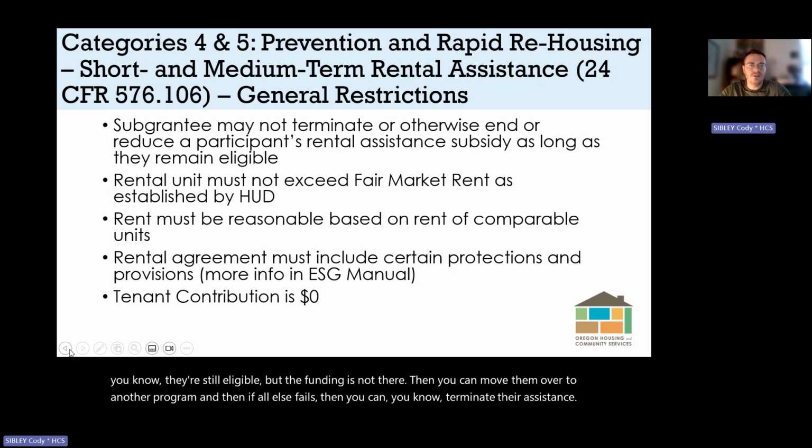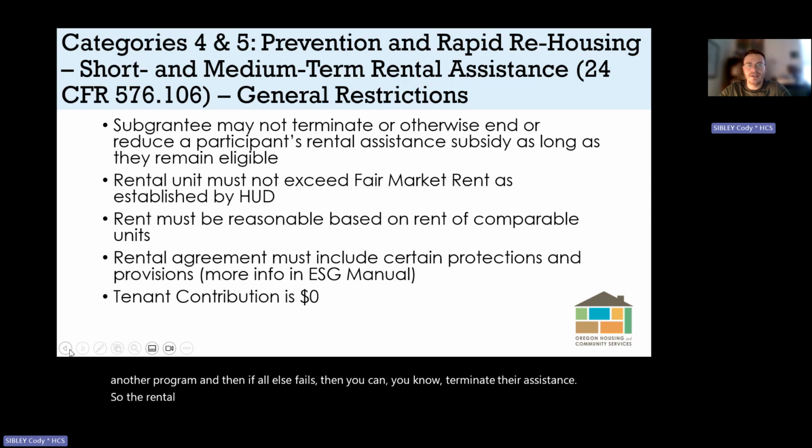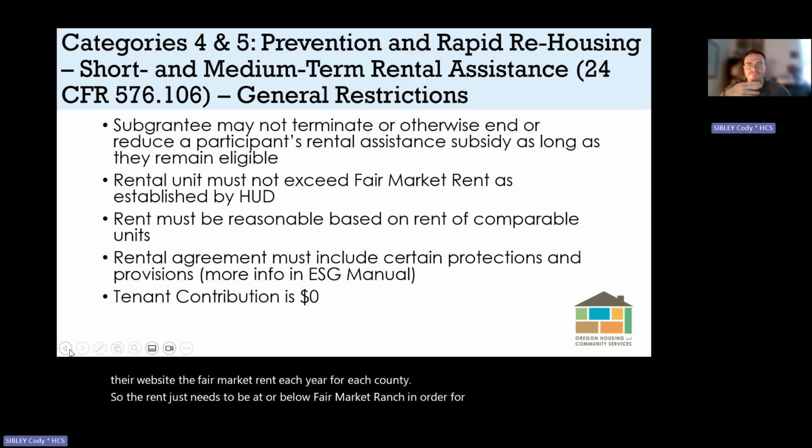The rental unit must not exceed fair market rent as established by HUD. HUD publishes on their website the fair market rent each year for each county. So the rent just needs to be at or below fair market rent in order for ESG to be able to subsidize that rent.